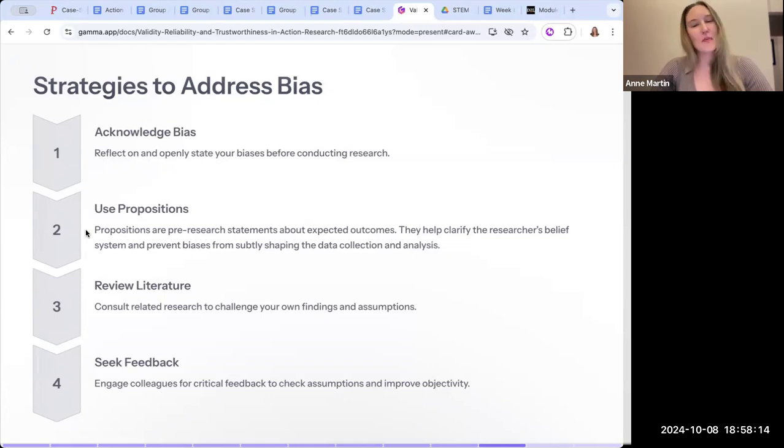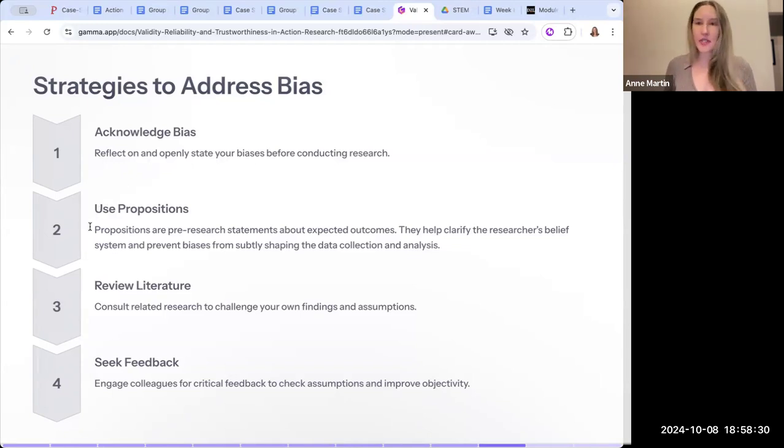Reviewing the literature, going back to that, and thinking about if any of your assumptions are impacting not only the literature you're including, but your findings. And then, of course, seeking feedback from a critical friend. These all pair well together, too.